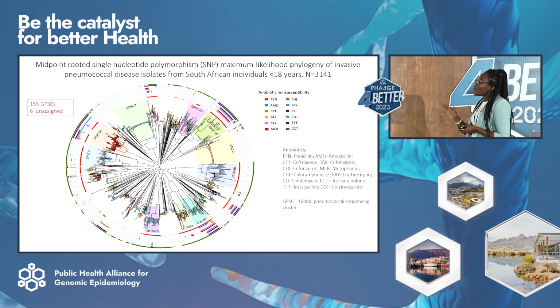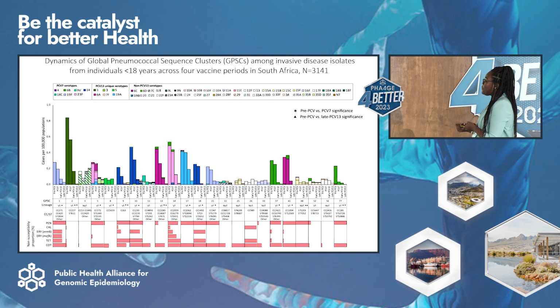So moving on to the results, we identified 155 GPSC lineages, as well as 6 unassigned lineages. In this figure, we've highlighted the 10 most common pneumococcal lineages, and you can clearly see the association with specific lineages as well as their antimicrobial resistance profile. And when looking at the 10 most common lineages, apart from GPSC3, all of these predominant lineages were associated with vaccine serotypes, and they had at least one resistance determinant.